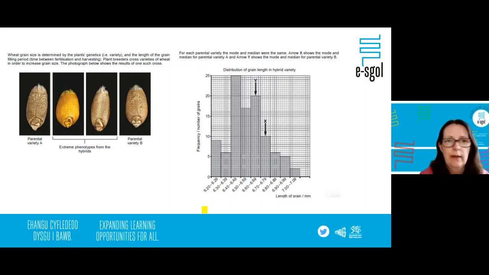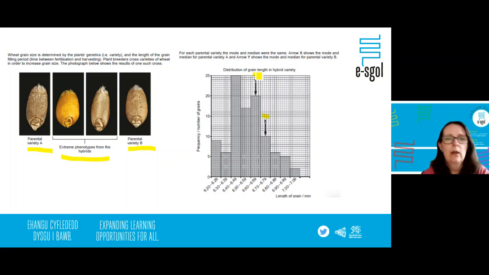So we've got wheat grain size determined by the plant's genetics, so their variety, and the length of the grain filling period, the time between fertilisation and harvesting. Plant breeders cross varieties of wheat in order to increase grain size. The photograph below shows the results of one such cross. So we've got variety A, variety B, and then we've got the extreme phenotypes from the hybrids. For each parental variety, the mode and the median were the same. Arrow X here shows the mode and the median for parental variety A, and arrow Y shows the mode and median for parental variety B.